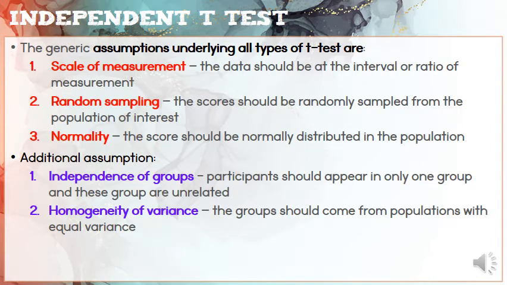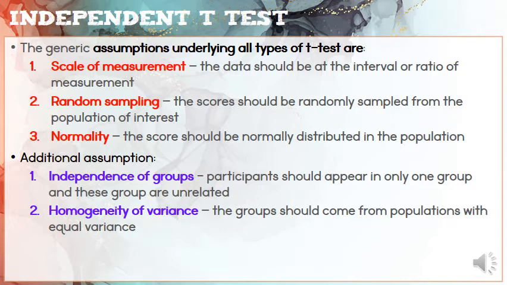So the generic assumption underlying all type of t-tests are scale of measurement must be at least interval scale. Okay, the scores should be randomly sampled from the population of interest, and normality, the score should be normally distributed in the population. Other additional assumption for independent t-tests are independence of groups. Participants should appear in only one group and this group are unrelated.